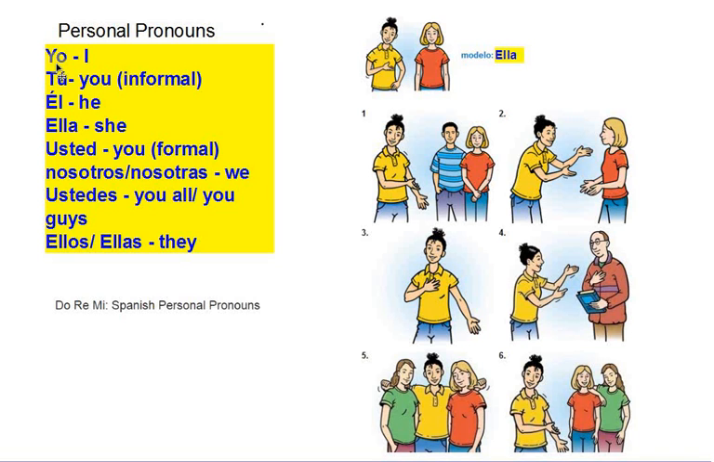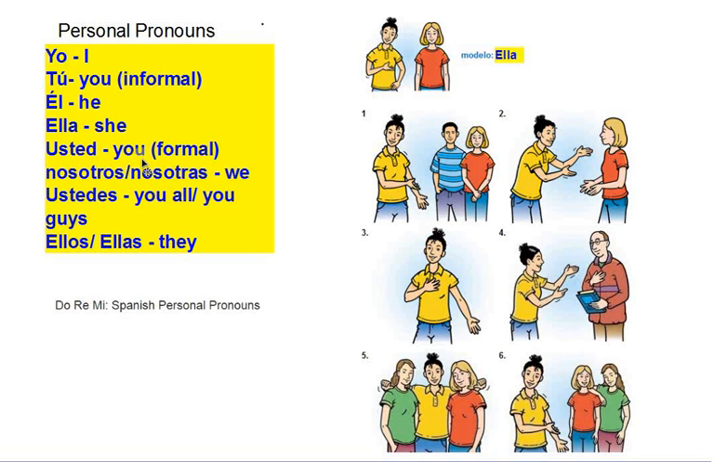Yo, or yo. You can pronounce yo or yo. Means I. Tú means you, but remember, you're going to use tú when you're talking to somebody that you are familiar with, or a family member, or somebody of the same age, okay? Él, with an accent mark, means he. Ella means she. You can say ella or ella.